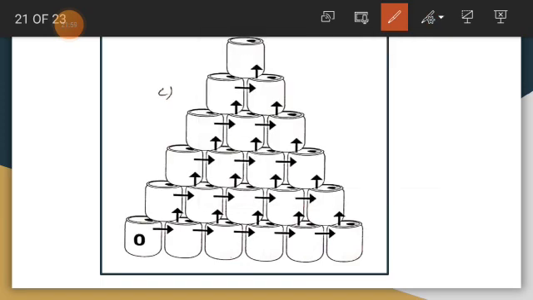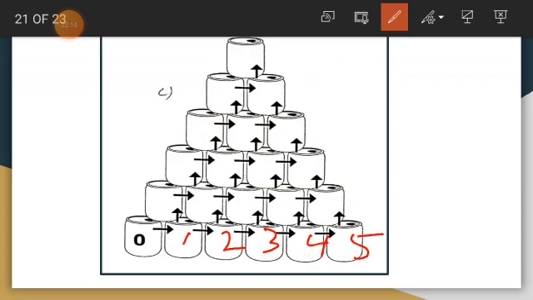Now let's solve with me. 0, what comes after 0? We are going to add the 1 in 0, that is 1. 1 plus 1 is 2. Next is 3, 4 and 5.